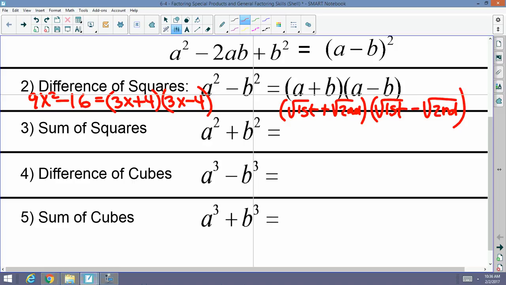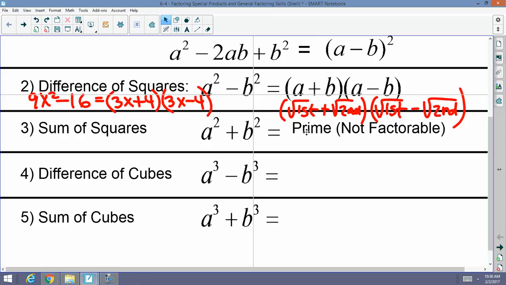Now, sum of squares, it's prime. It's not factorable. I put that in there because a lot of people confuse the difference of squares with the sum of squares. You cannot factor the sum of squares. So if you see 9x squared plus 16, you best put prime next to it because it is not factorable.